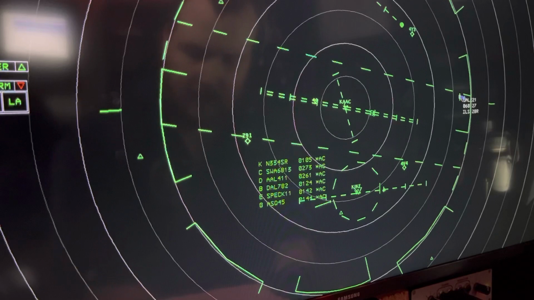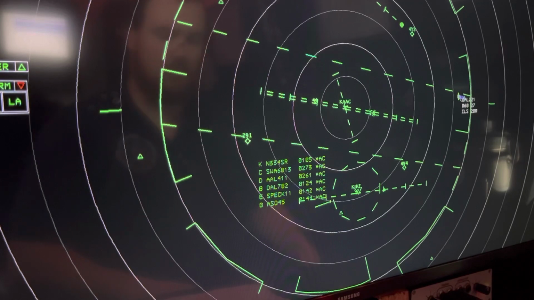United 221, Academy approach, radar contact, altimeter 2992, vectors for the ILS, runway 28 right. Turn left heading 250, descend and maintain 3000. We talked about fly present heading before, right?